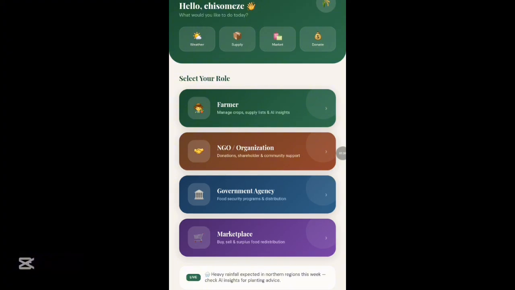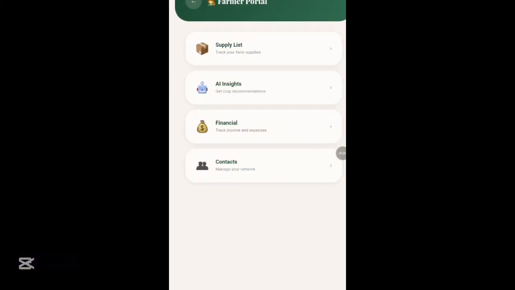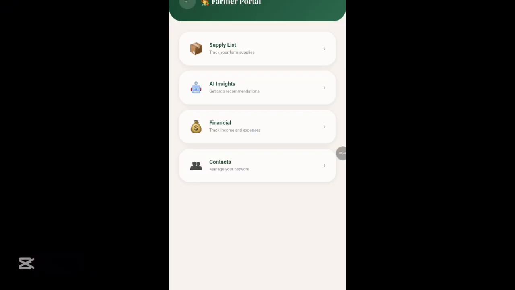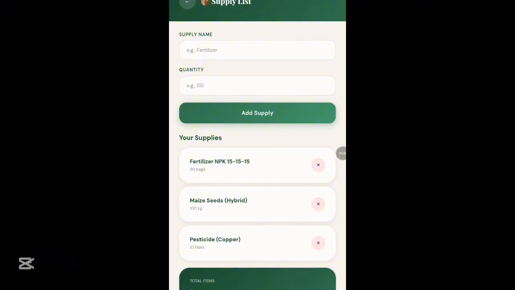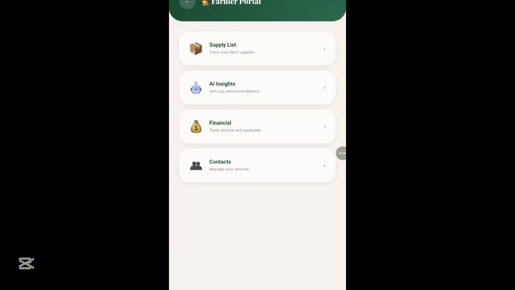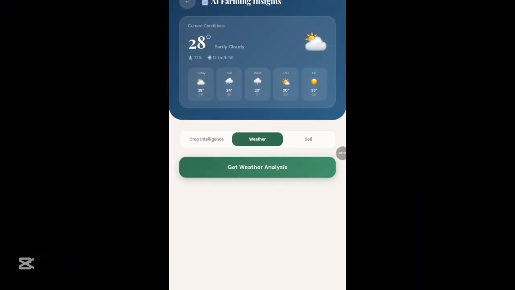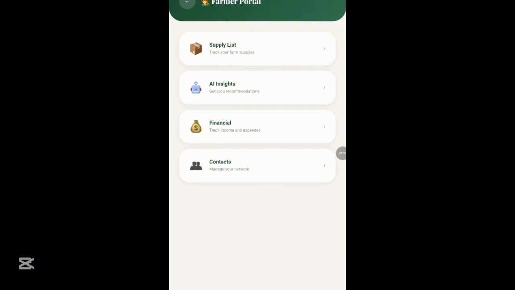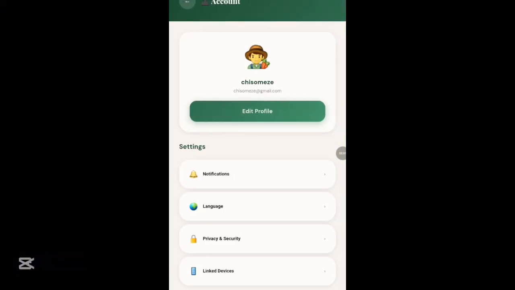So I'm going to continue as a farmer now. Basically these are all the things I talked about. So this is how the supply list looks like. Then AI insights, just to get the weather analysis of the day, so that you know as a farmer it's relevant information. Then this is the financial, basically.